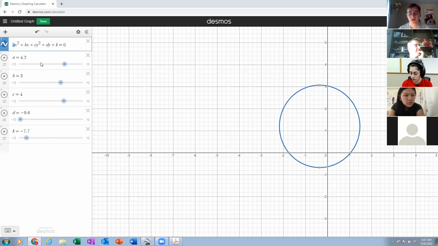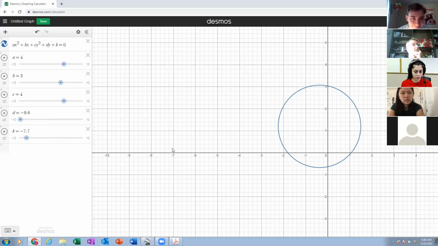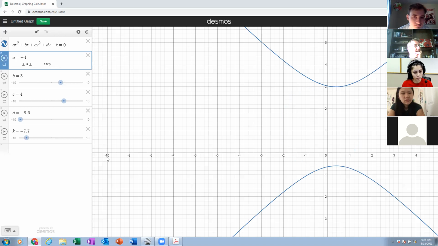If you unfoiled it, it would be almost a circle. If it was 4 and 4, it would be, right? That's right. If I back that 4.2 off, and so now it's 4 and 4, that's actually a circle now. So if A and C are identical, it makes a circle. If one is positive and one is negative, then now it's a hyperbola.